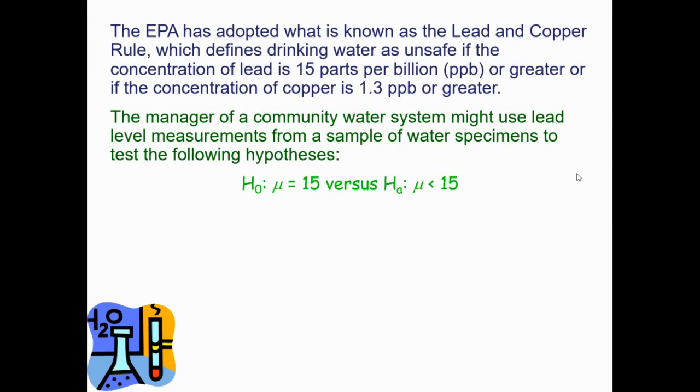So his hypotheses are that mu equals 15. Actually, if you're dual credit, this would be mu is greater than or equal to 15, versus the alternative of mu being less than 15. So notice this means that the water is safe to drink. Because if it's greater, then it's unsafe. We want to make sure it's safe. So this means safe to drink.